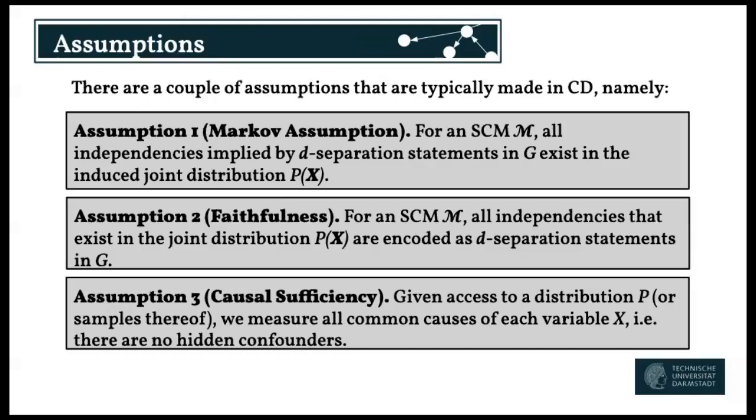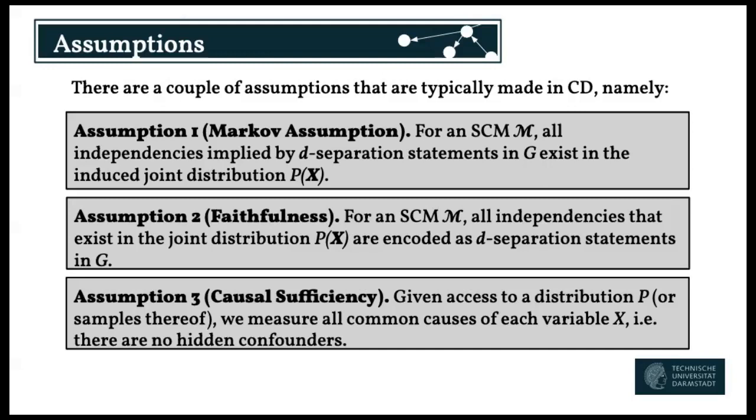Typically, you make 3 assumptions in causal discovery, which I have listed here. Let's go through them step by step. So the first one is the so-called Markov assumption, which intuitively states that all the d-separation statements in your graph translate directly to the joint distribution. So all the d-separation statements in the graph are encoded as independencies or conditional independencies in the joint distribution. And faithfulness is basically the other way around. So if you have conditional independencies in a distribution, you want them also to be somehow encoded in the causal graph as d-separation statements.